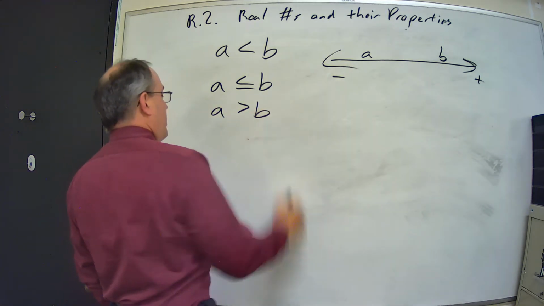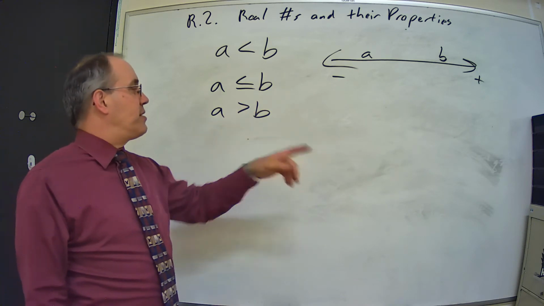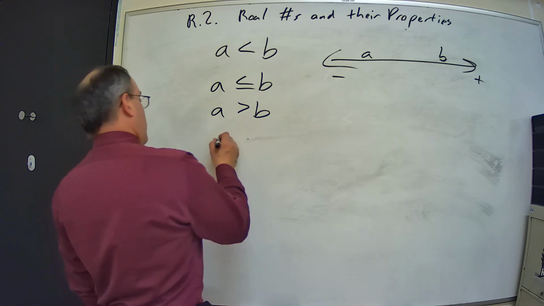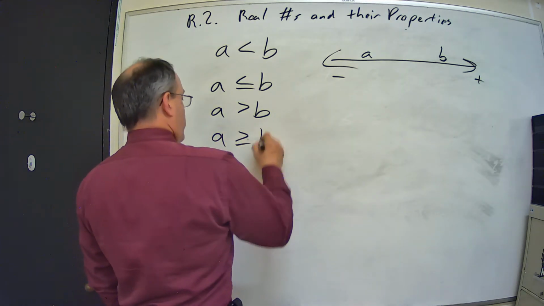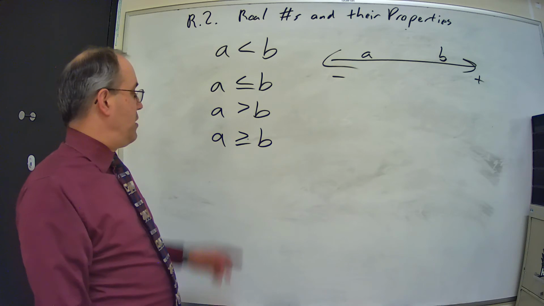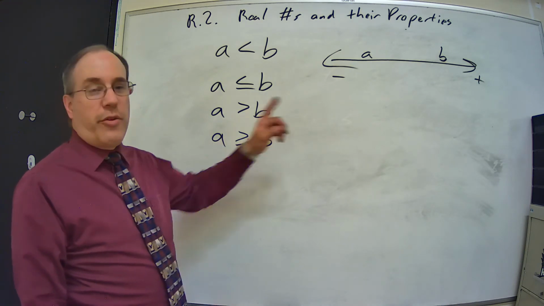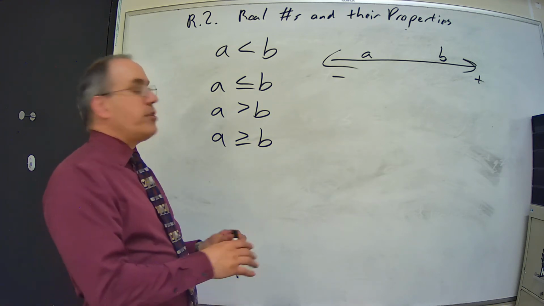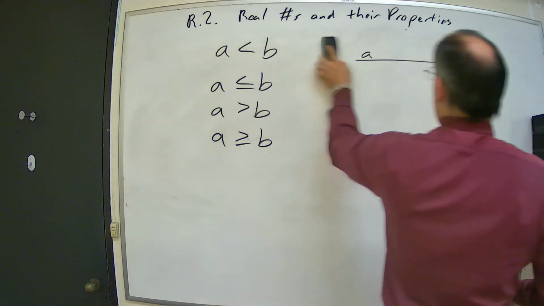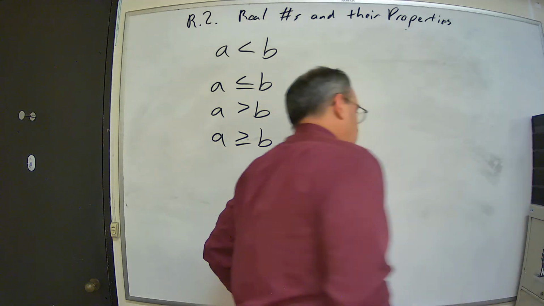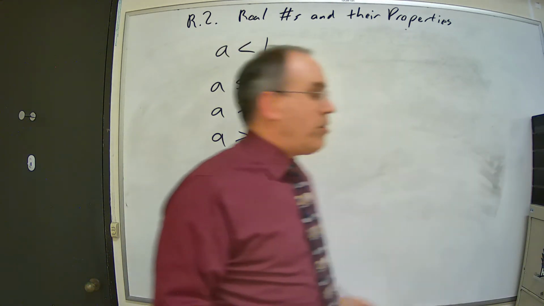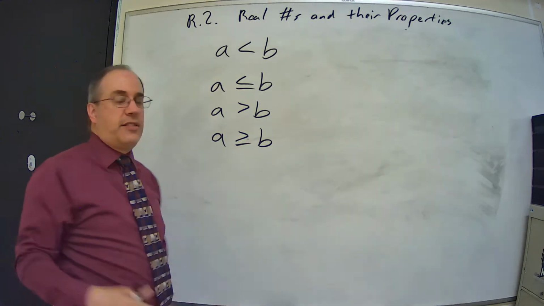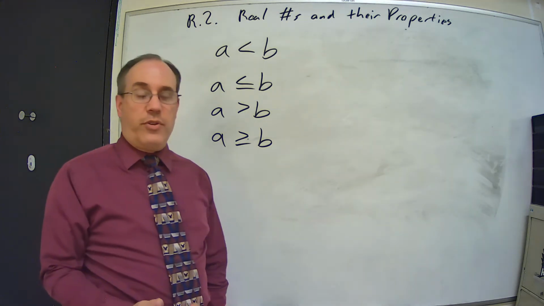A greater than B, so A is more positive than B, so it would be to the right of B on the number line. A greater than or equal to B. So A is either going to be to the right of B or the same spot as B on the number line. Now, when we're dealing with these, what you really want to remember is that there are a nearly infinite number of ways that you can express these inequalities using the English language.